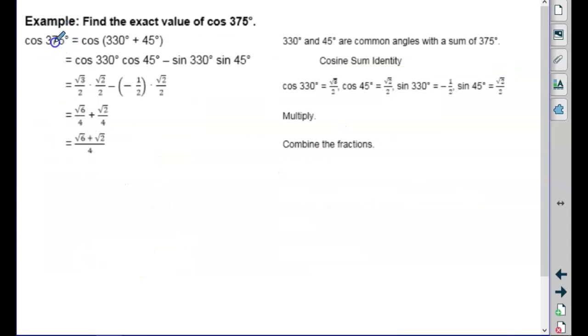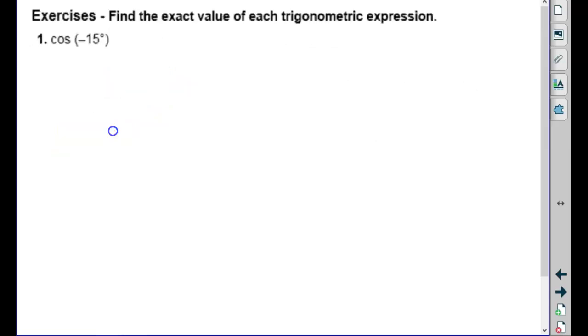On your notes, there's one for 375, which is 330 plus 45. It's cosine of A plus B, so they did cosine cosine minus sine sine. They filled in all those values, and they got something very similar to the other one. All right, we're going to try this one together. Somebody come up with a way to get negative 15.